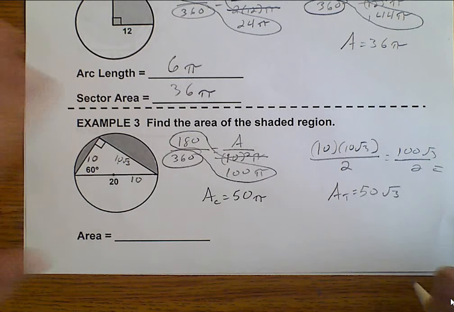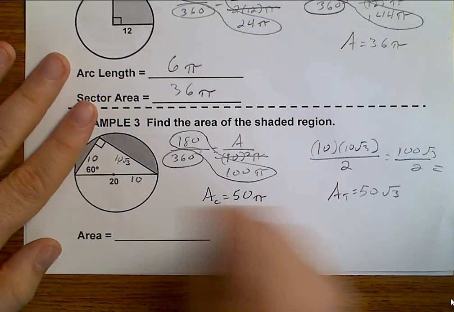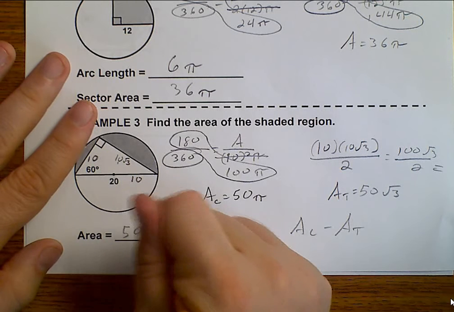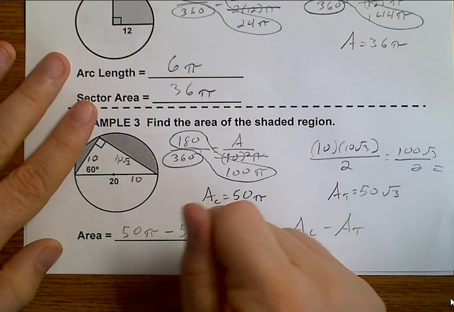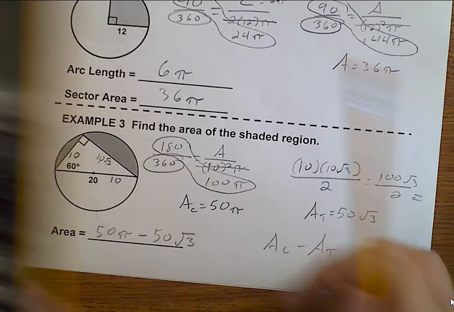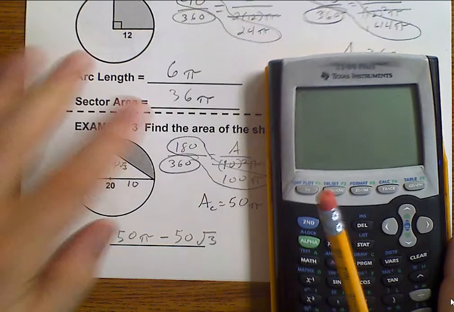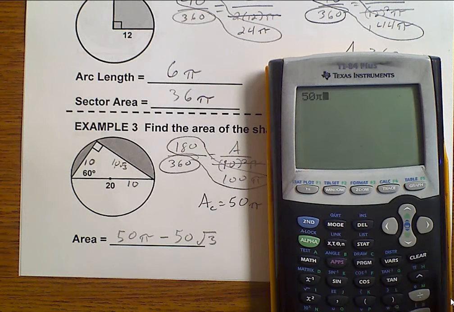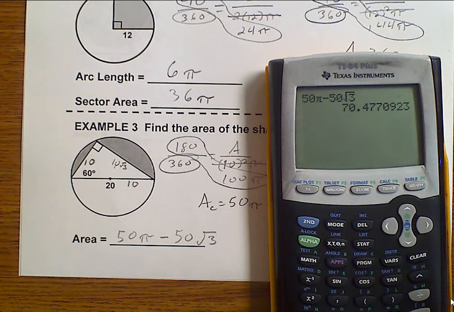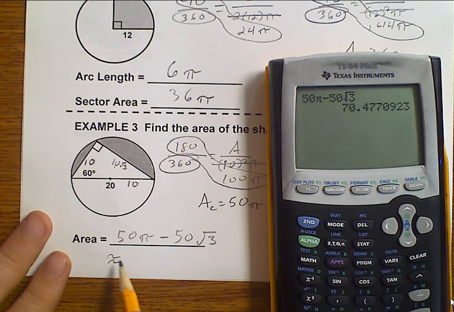So the shaded region would be the area of my circle minus the area of my triangle, which is 50 pi minus 50 square root of 3. Again, we want to leave this in exact terms. Now, in case you needed to actually find out a real answer for this, you could put it in the calculator. I could go 50 pi minus 50 square root of 3. And I would get approximately 70.48.